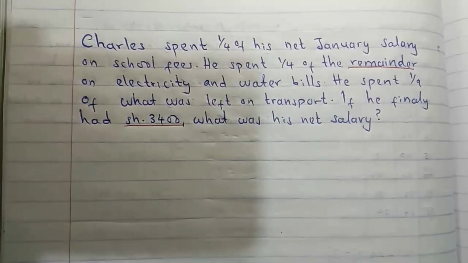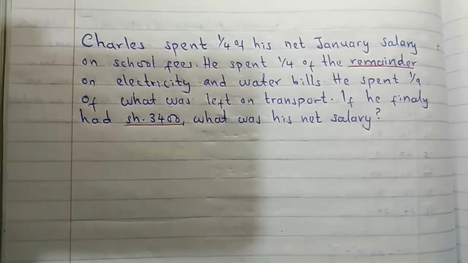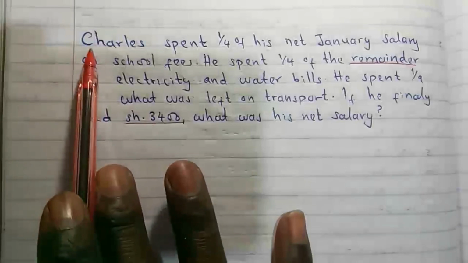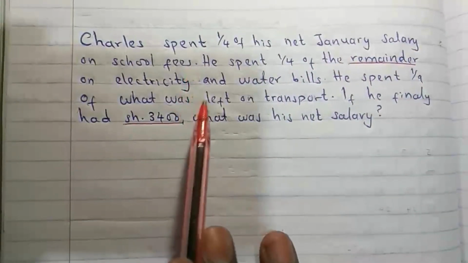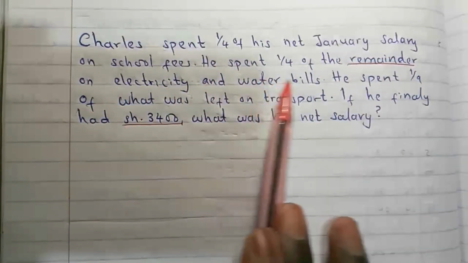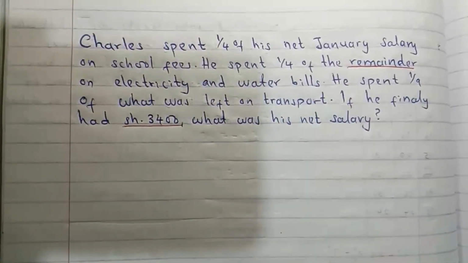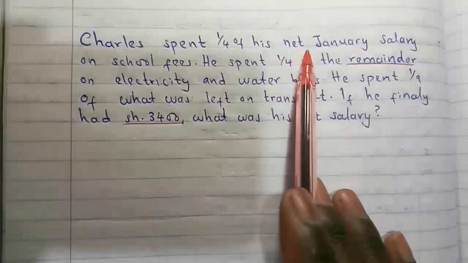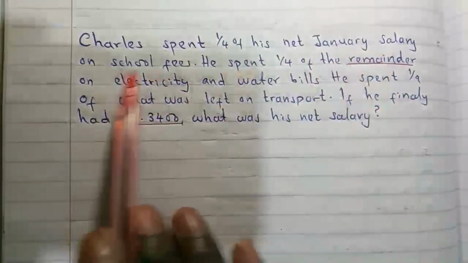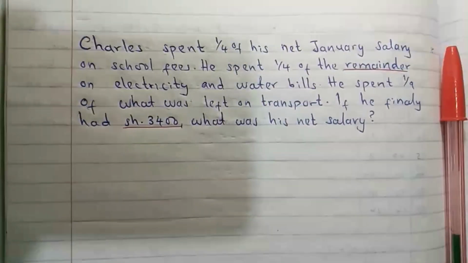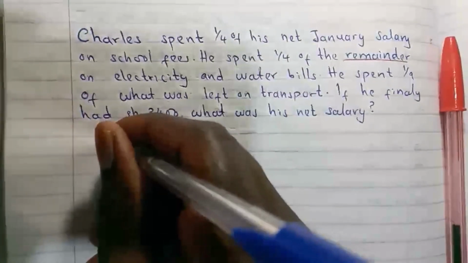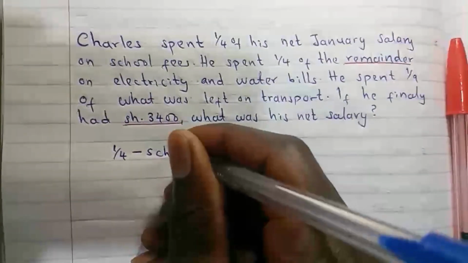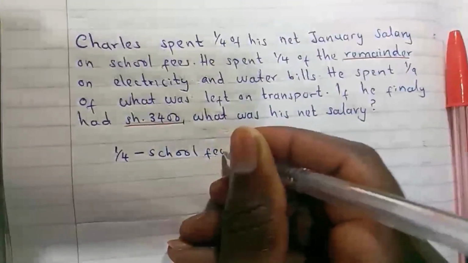So we are going to handle this fraction partially. We are going to start with the first sentence until where there is a full stop, then the second sentence until where there is a full stop. That will be the way forward in which we are going to handle this fraction. So Charles spent a quarter of his net January salary on school fees. So we are going to take a quarter for school fees.